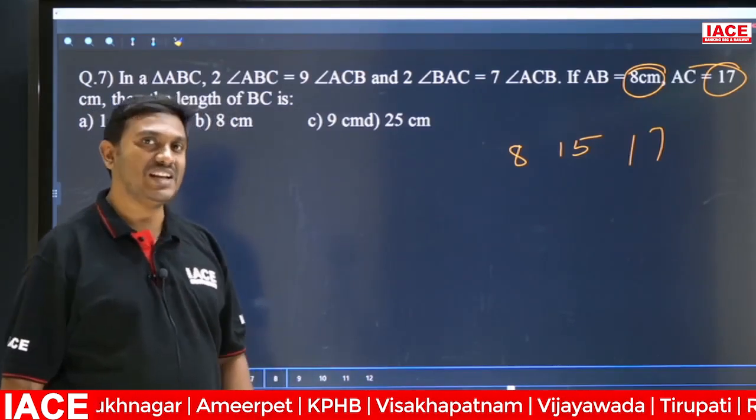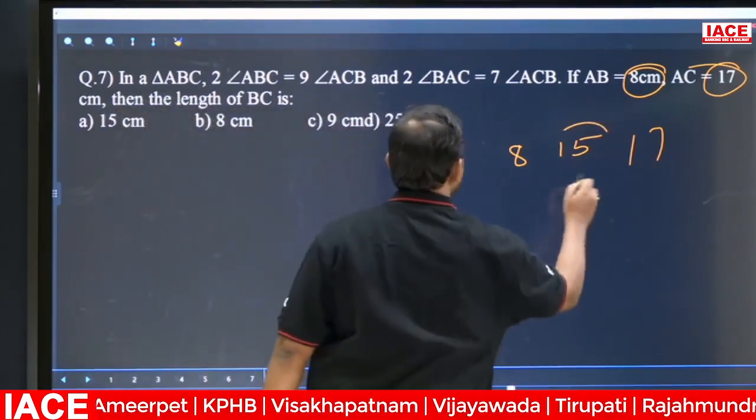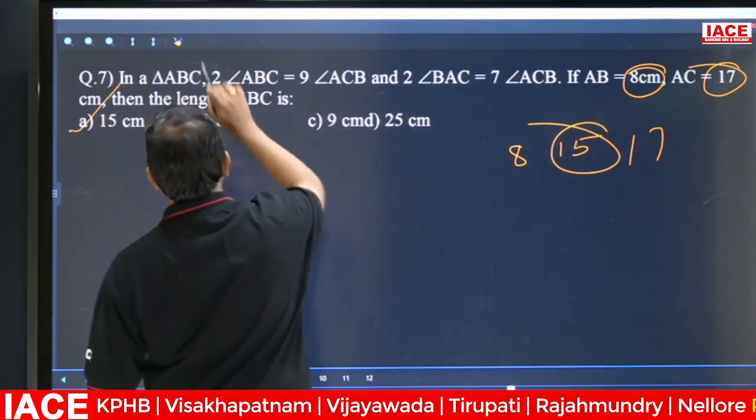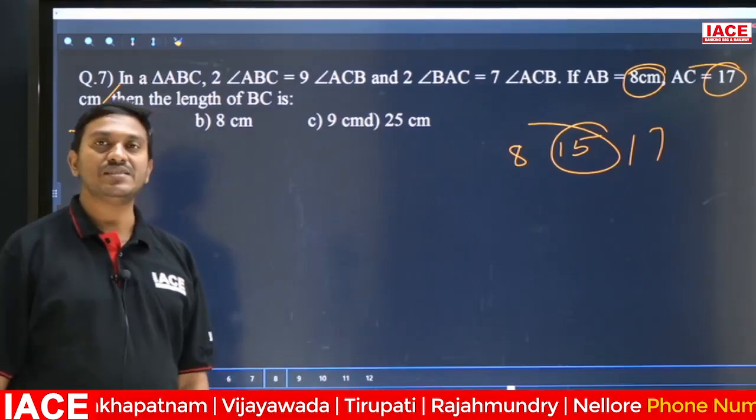It compulsorily has to form a right angle triangle. So with 8 and 15, what is the answer? The answer is 15. Option A is the right answer.